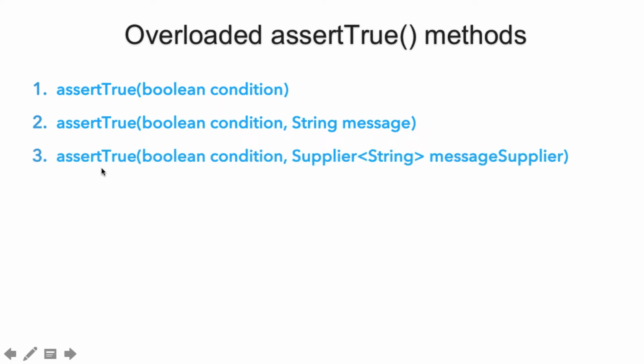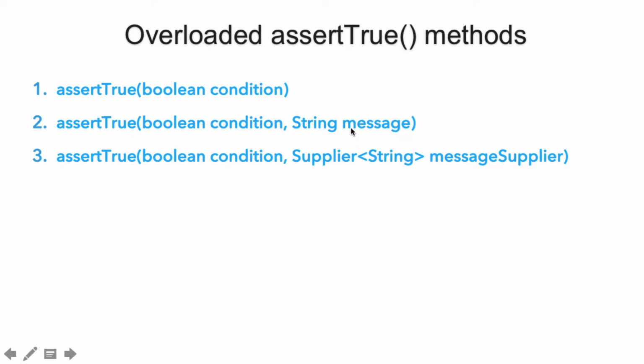The third overloaded method works the same, but instead of the string message, there is a functional interface, Supplier, which actually supplies the message. So if the boolean value passed is true, the test case will pass, and if the boolean value passed is false, the test case will fail, and there will be a customized message along with the assertion failed error which will be supplied by this functional interface.